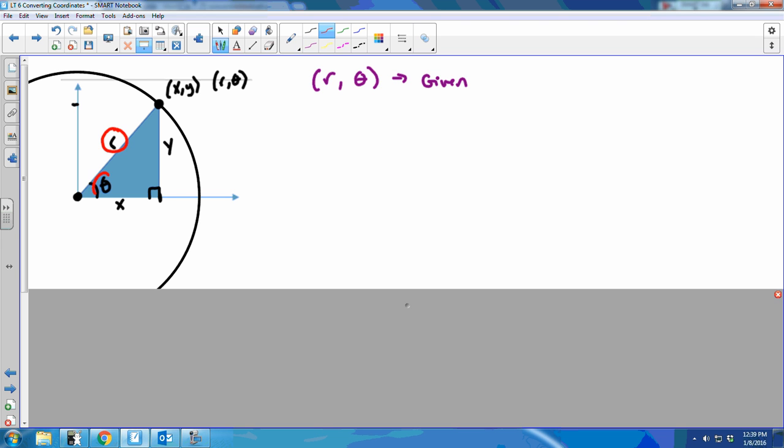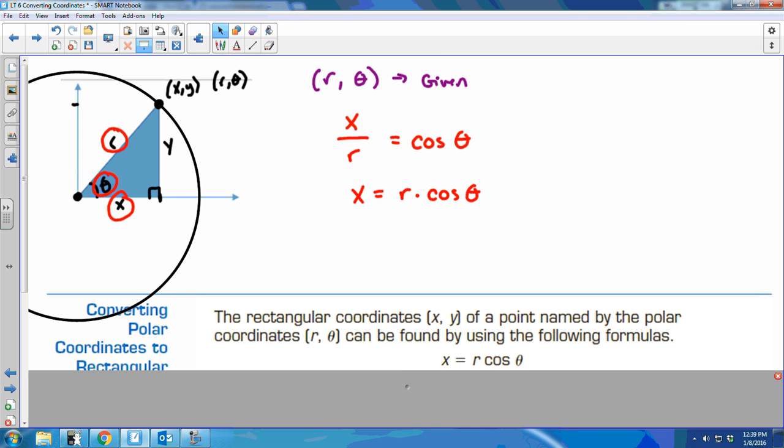I already have r and theta. Let's say I'm trying to find x. If I have x and I have r and I'm looking at theta, that means I have the adjacent side and the hypotenuse, right? So what trig function uses adjacent and hypotenuse? We know that adjacent over hypotenuse is equal to cosine. If I want to solve for x, I would just multiply each side by r. So you'd have x equals r times cosine theta. Well, that's the first equation I gave you. So it was pretty easy to come up with that. It wasn't just something they decided one day that worked.